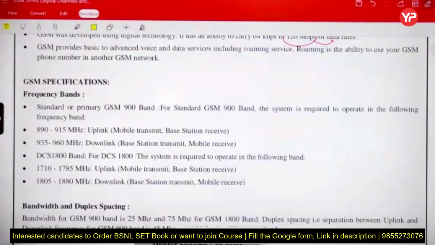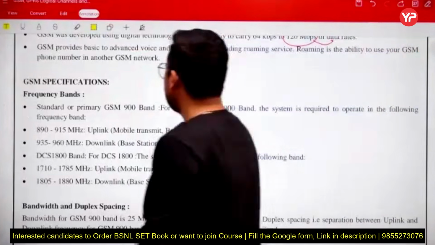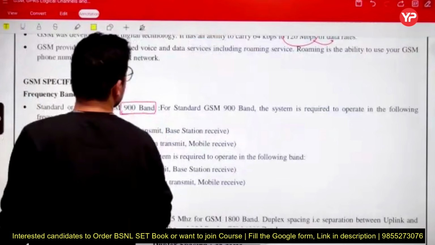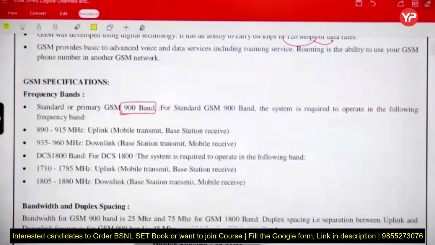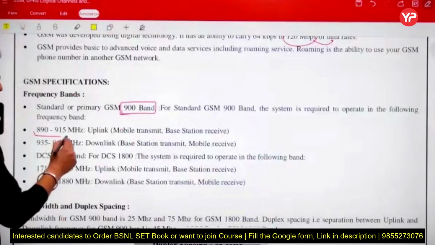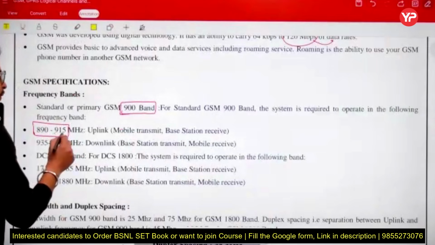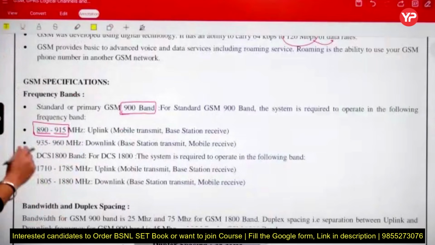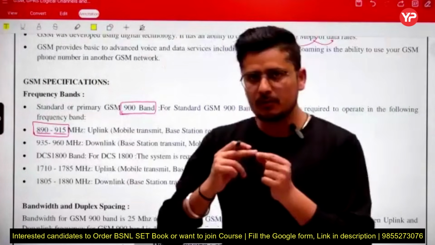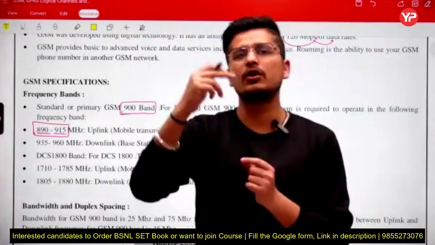OK, GSM specifications, right, that are most important, which you have to remember. The first specification is the frequency band, the standard or primary frequency band which is used by GSM, that is a 900 band. In this 900 band, we have a frequency from 1890 to 1915. This frequency is used to transmit the information from your mobile to your tower or your base station.